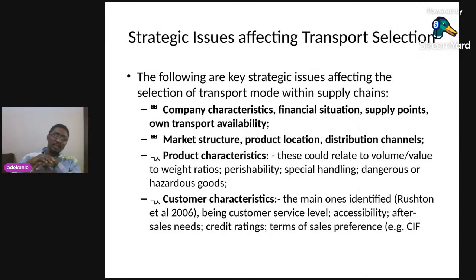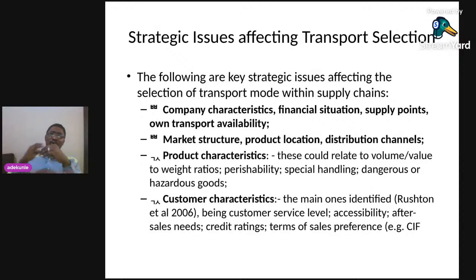Then, of course, one thing again you look at is the market structure of where the organization is sourcing its product from, the product location, and the distribution channels. The product characteristics is another thing you will look at, because these characteristics relate to the volume, the value, the weight, the perishability, special handling, and whether it's a dangerous good or not. Of course, it will affect your selection of transportation.